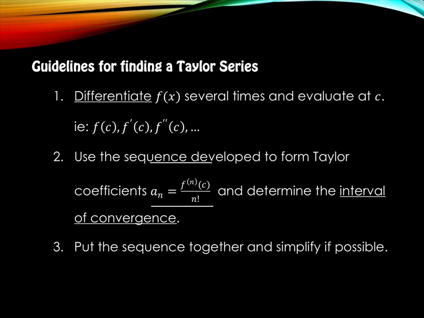And then you're going to use the sequence that you develop to form Taylor coefficients, where a sub n is that derivative evaluated at c divided by n factorial. So if you're doing the fifth derivative, it's going to be divided by 5 factorial. So whatever derivative you're on, it's divided by that number factorial.